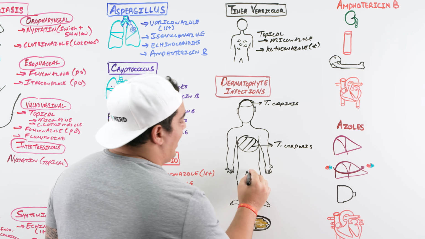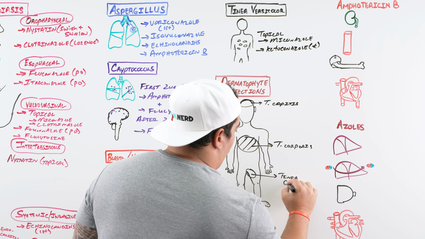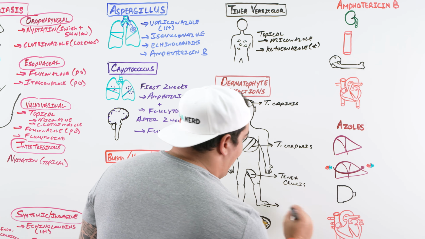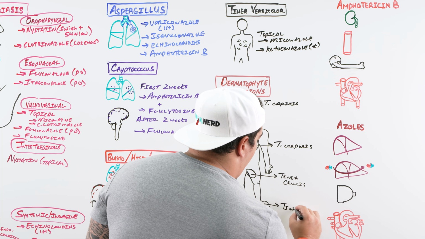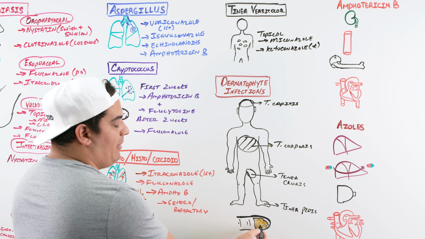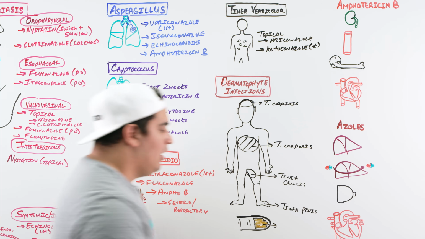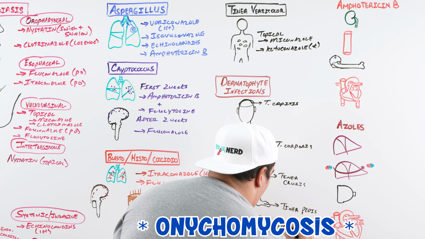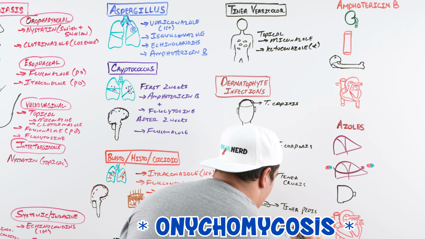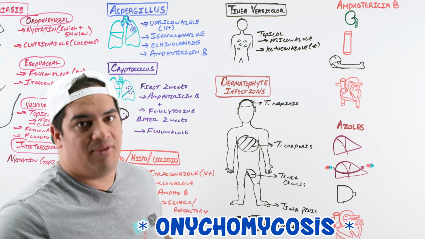If it's occurring near the groin region, we call that tinea cruris. If it's occurring near the feet, like an athlete's foot, we call that tinea pedis. And the last one is if it involves the toenail and causes a fungal infection of the toenail. We have two names for it. It's called tinea unguium, but oftentimes you'll see onychomycosis as the common name too. So generally, these are the types of infections that we can see.